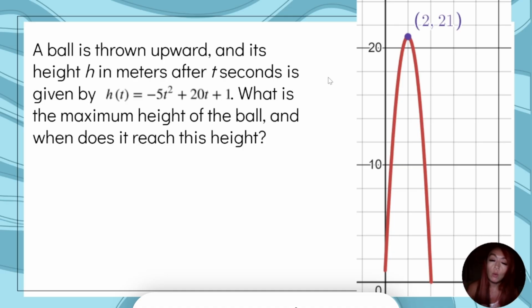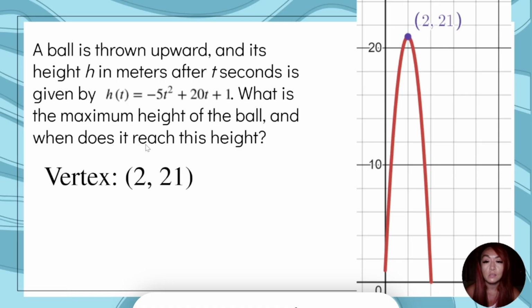So now we have to interpret the vertex. What does the 2 represent? What does the 21 represent? The 2 is your x value, which in this case is your t value. So that represents time. The 2 here represents 2 seconds. And what does 21 represent? The y value, or your h of t value, represents the height in meters. So that means that the ball reaches its maximum height of 21 meters in 2 seconds.